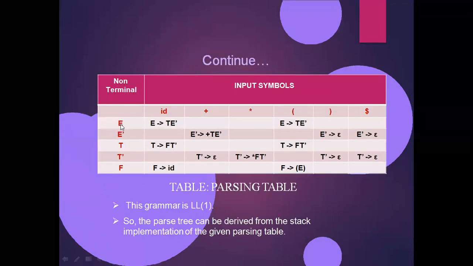What is M of E comma ID? That means we need to check like that. Move E with ID. What is the rule, what is the production we're having in that cell? So use that one.